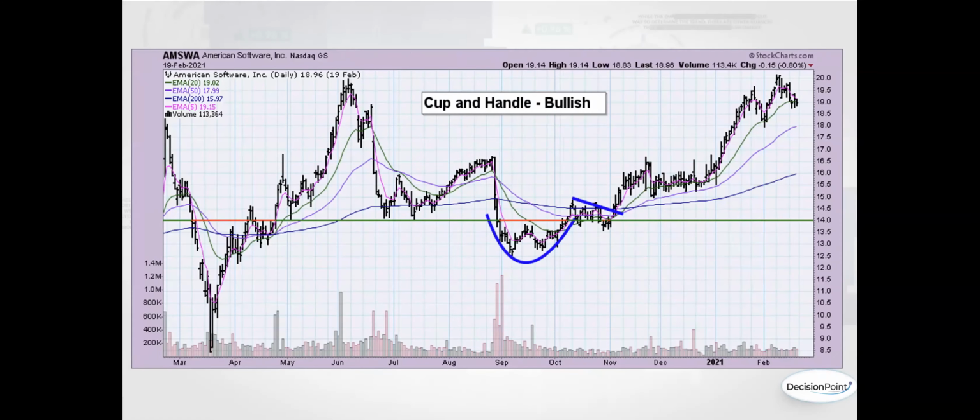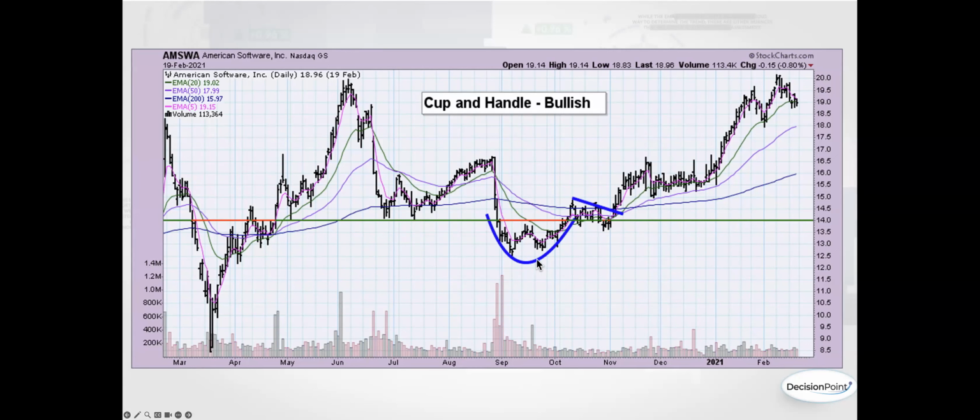The triple bottom, I don't know that I have a chart here for the triple bottom, but it looks the same as the W, only it's got 3 bottoms on it instead of just the 2. But I think I might have a chart for that in a little bit. The cup with handle is also a bullish pattern.